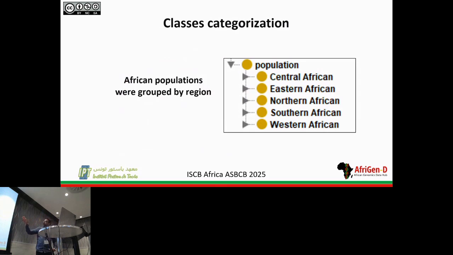Then for the population, we try to split into different regions: Central African, Eastern, Northern, and Western. As you may know, there are no formal borders between populations. This is politics, and a population can spread everywhere. So you can find one population in 3, 4, 5, maybe 6 countries.